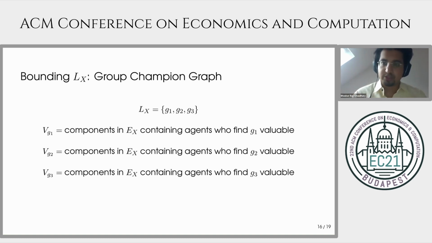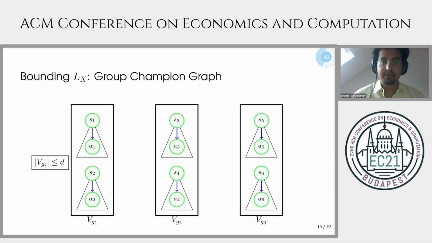Let's take VG1. VG1 is a part which corresponds to the good G1 in LX. The vertices in this part correspond to the components in the envy graph which contain the agents that find this good valuable. This might be a mouthful, so let me explain this graphically. Consider this simple situation. You have the goods G1, G2, and G3. A1 and A2 find G1 valuable. A3 and A4 find G2 valuable. And A5 and A6 find G3 valuable.